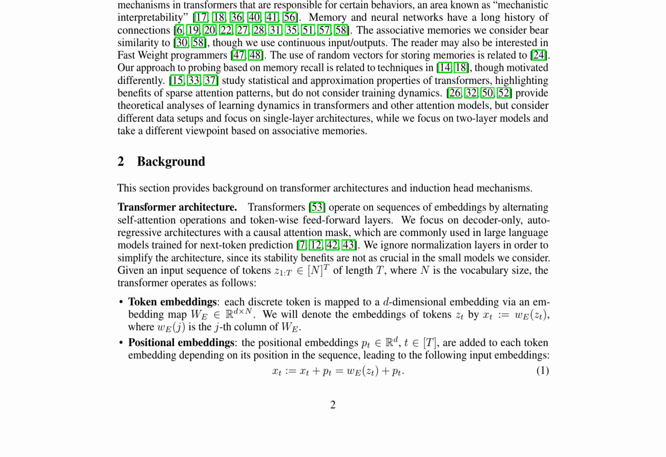The study is related to previous works on mechanistic interpretability, memory and neural networks, and the use of random vectors for storing memories. The approach to probing based on memory recall is related to techniques in previous studies, but motivated differently. Future research directions include optimization algorithms, data preprocessing and selection, interpretability, fine-tuning, and model editing.